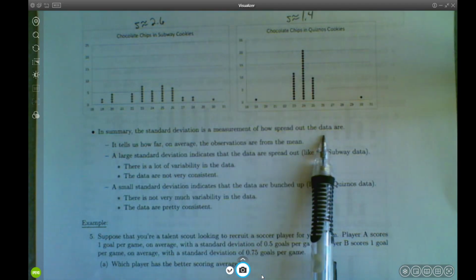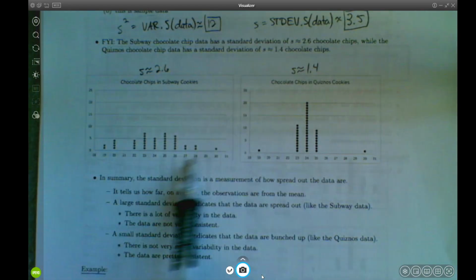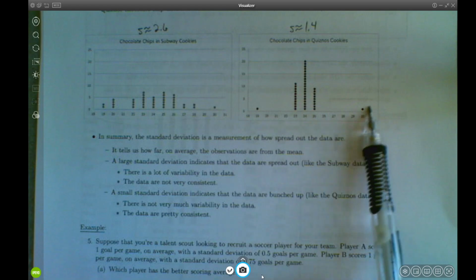So, in summary, the standard deviation is a measurement of how spread out the data are. It tells us how far on average the observations are from the mean. And a large standard deviation indicates a lot of spread. A smaller standard deviation indicates more consistency, or less variety, less spread.